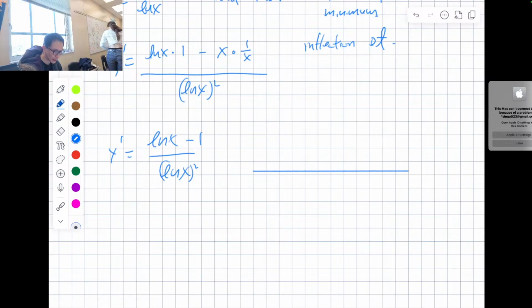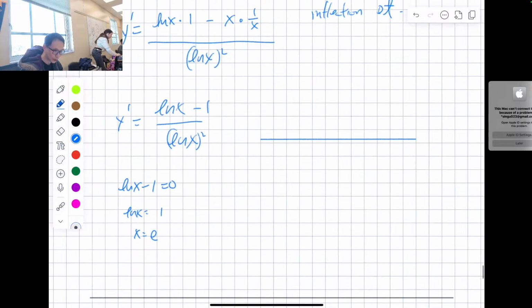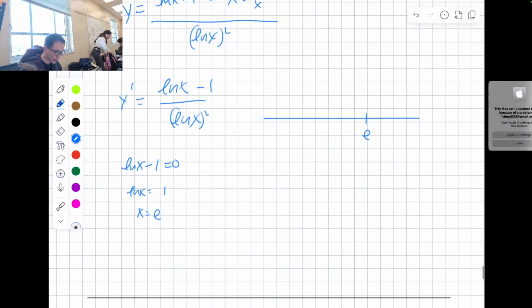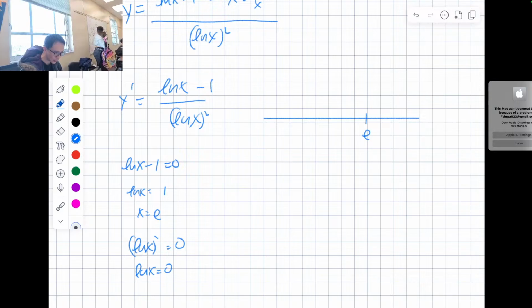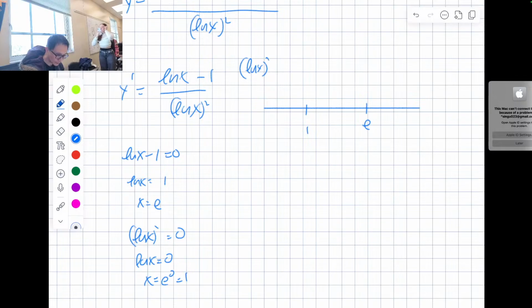So I will set the top equal to 0. Why top equal to 0? Because top equal to 0 is a critical number. And if I solve for it, x is equal to e. So I will have an e that I have to do critical points about. I also have to worry about the bottom. ln of x squared equal to 0, ln of x equal to 0, x is equal to e to the 0. So e to both sides, e to the 0 is 1. So it'd be ln of x squared, ln of x minus 1.